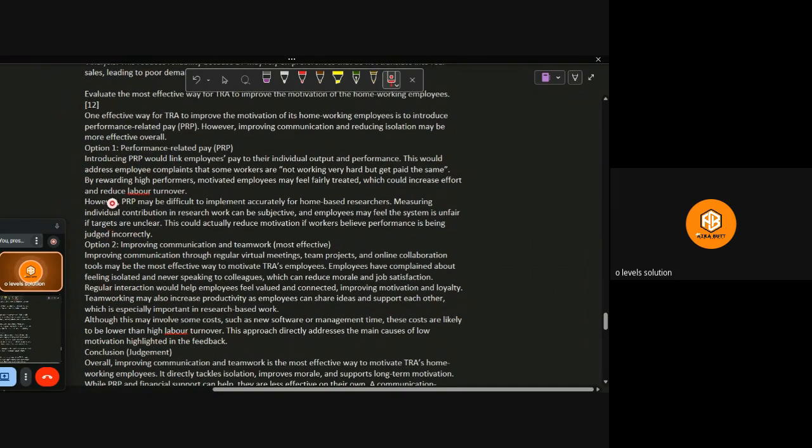So we can say that, however, PRP may be difficult to implement accurately for home-based researchers because we can't judge their performance, since they are sitting at their home. Measuring individual contribution in research work can be subjective, and employees may feel the system is unfair if targets are unclear. So this could actually reduce motivation if workers believe that performance is being judged incorrectly.